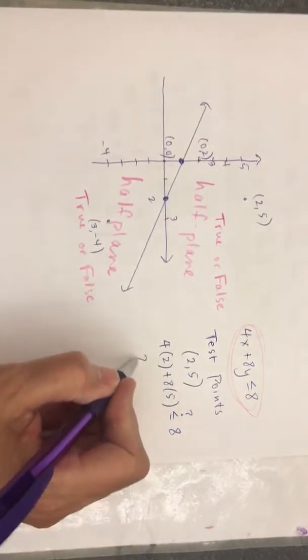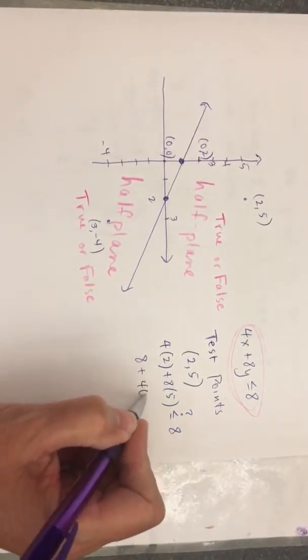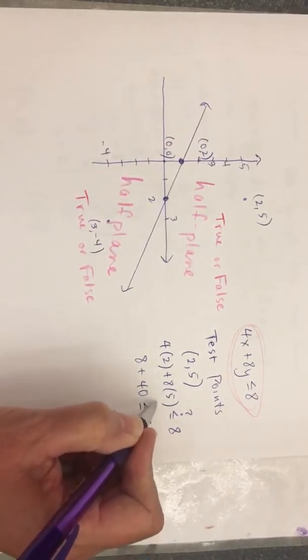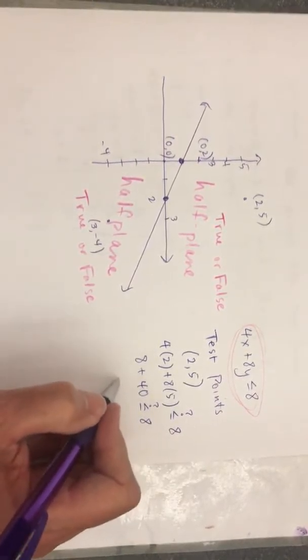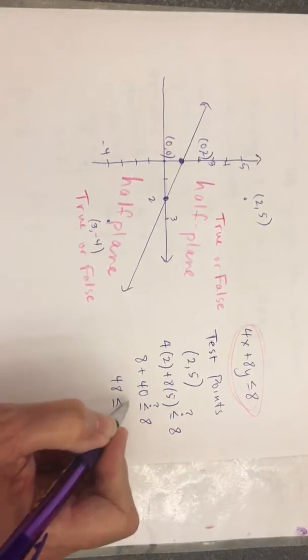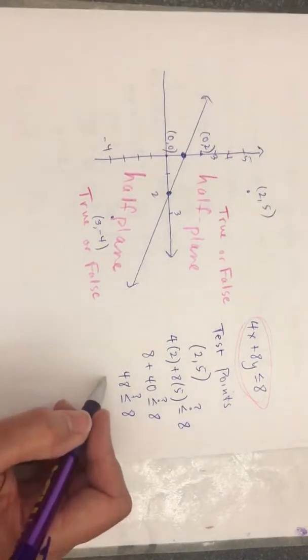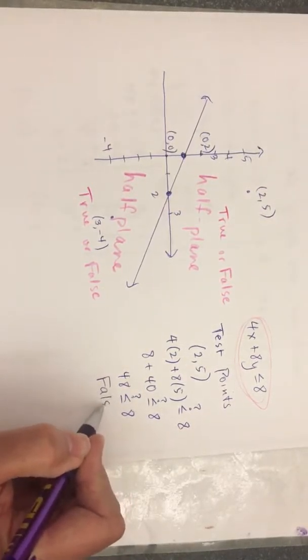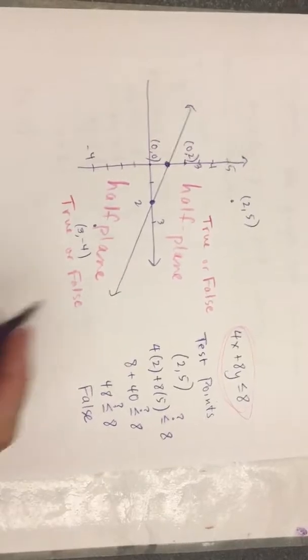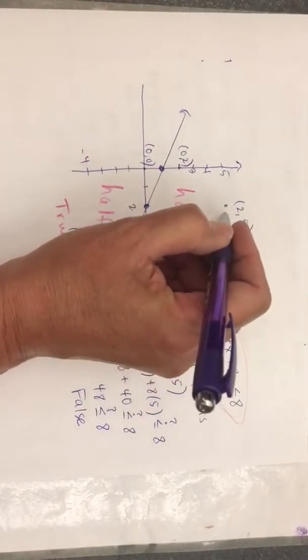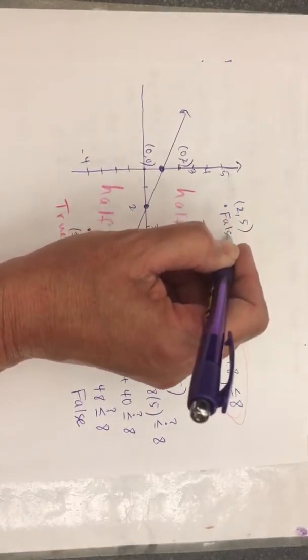So I get 8 plus 40 is less than or equal to 8. That's a question. 48 is less than or equal to 8. Is that true or false? That's false. So this point, (2, 5), gave me false.